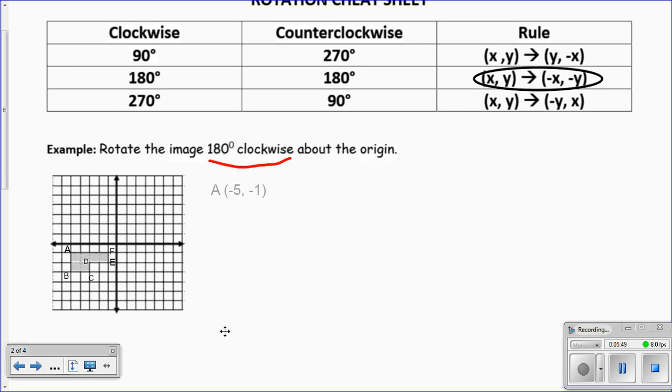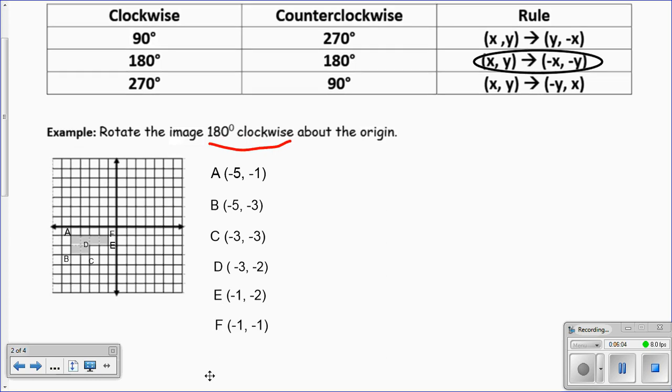But yeah, so A is at (-5, -1), B is (-5, -3), C is at (-3, -3), D, which is that inner corner, (-3, -2), E (-1, -2), F (-1, -1). So all I'm doing, because I'm following this rule, is changing the signs of the X and Y's in all of these points. So the new A prime, which is what this little accent mark or apostrophe means, remember? A prime is (5, 1).